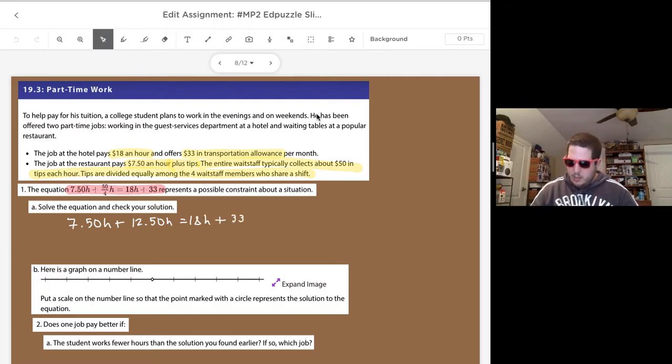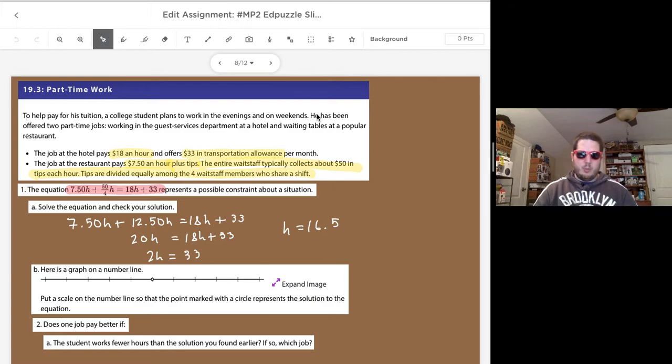Okay. Let's see, I'm going to combine like terms. So I got 20h equals 18h plus 33. Then I'm going to subtract 18h from both sides. So I get 2h equals 33. And then we're going to divide by 2. So h is going to end up being 16.5.